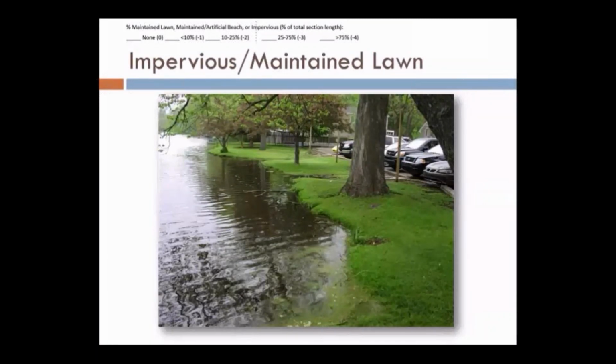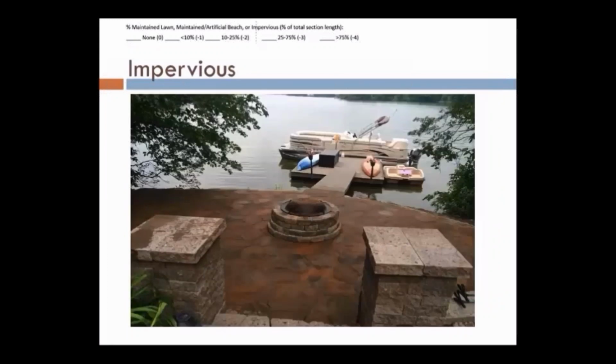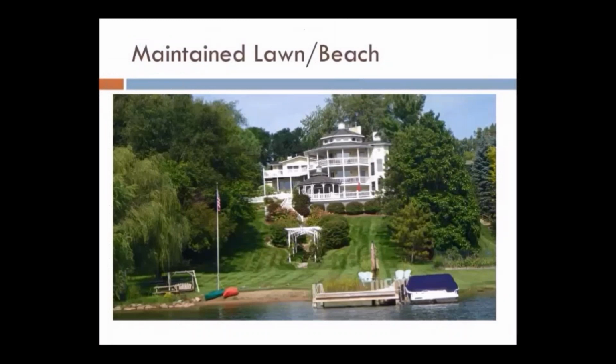Here's an interesting example where you can clearly see maintained lawn and a parking lot, which is impervious surface, along the shoreline. This patio is another example of impervious surface. The gravel and mulch around it is not impervious. Water can soak through, but the pavers create a section of impervious surface. This patio is entirely impervious. This lot exhibits maintained lawn and an artificial beach. We know it is an artificial beach because the shoreline of this lake is not naturally sandy. The sand is likely brought in by the homeowner for a small swimming area.